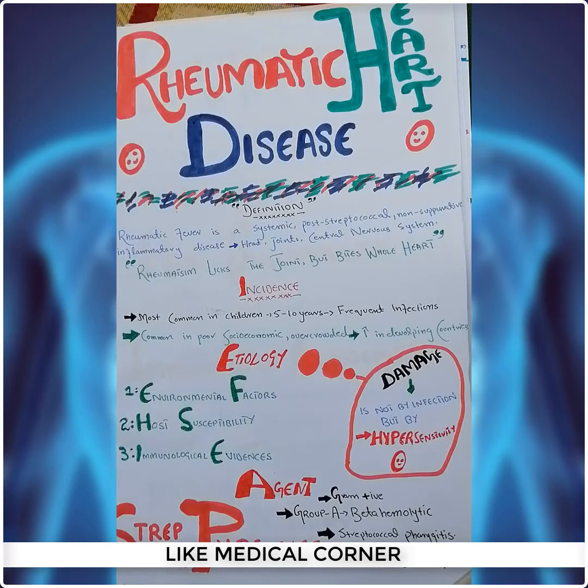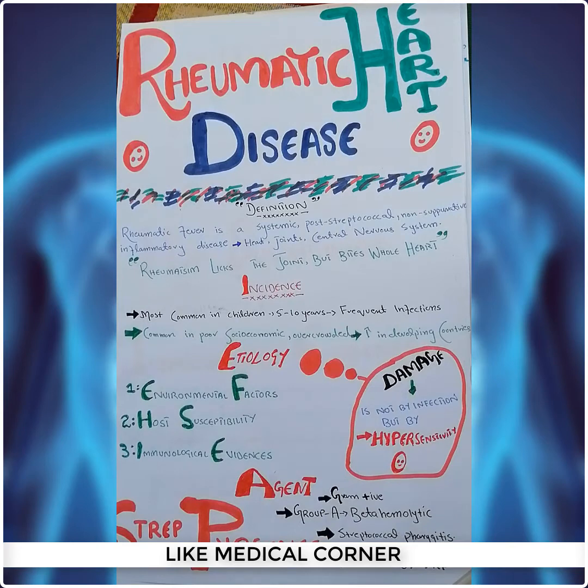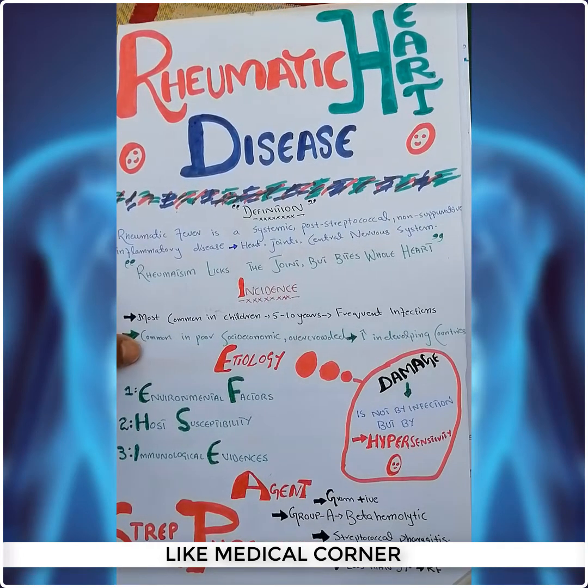Moving on to its etiology, the most common etiological factors responsible for rheumatic heart disease are, number one, environmental factors; number two, host susceptibility; and number three, immunological evidence. In a nutshell, the damage in rheumatic heart disease is not caused by the infection, but by a hypersensitivity reaction. We will talk about it in detail later on.